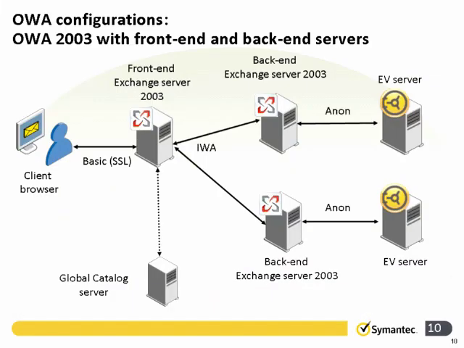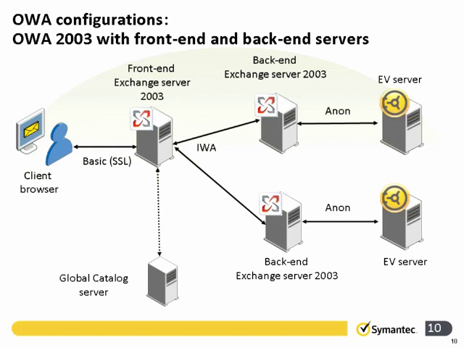For the Outlook Web Access configuration, first we're going to show you a graphic representing the Outlook Web Access 2003 environment with both a front-end and back-end server. The client browser will connect to the front-end Exchange server using basic authentication over the Secure Sockets Layer. The front-end Exchange server will then determine where the back-end Exchange servers are and what accounts are available through the global catalog server. So you typically want to have a global catalog server available to that front-end Exchange 2003 server.